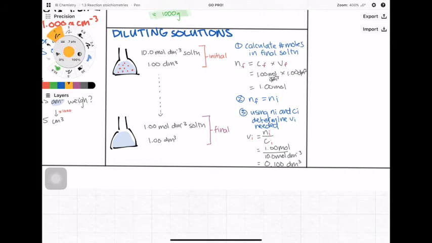So here I'm just going to draw that out so you can picture it. I'm going to be taking 100 centimeters cubed from my initial more concentrated solution. I'm going to put it into an empty flask. And then I'm going to add water to that concentrated solution until the volume of my solution reaches 1 decimeter cubed.